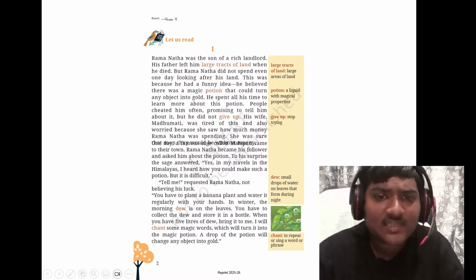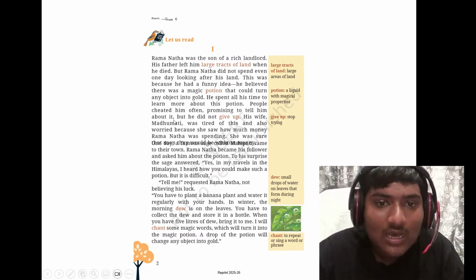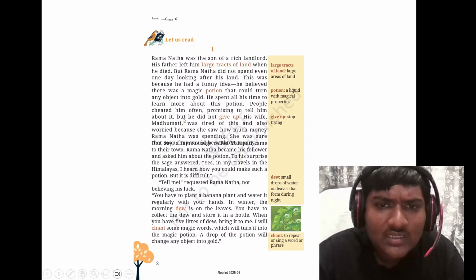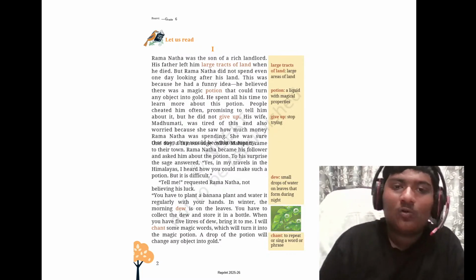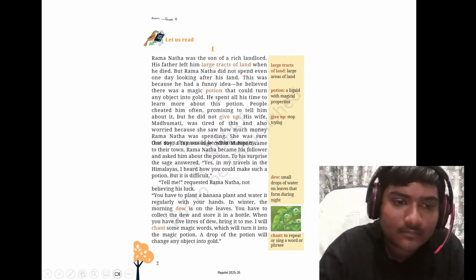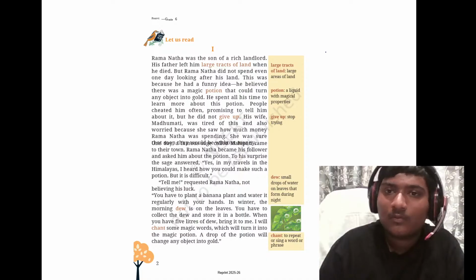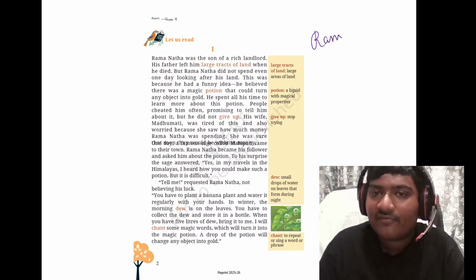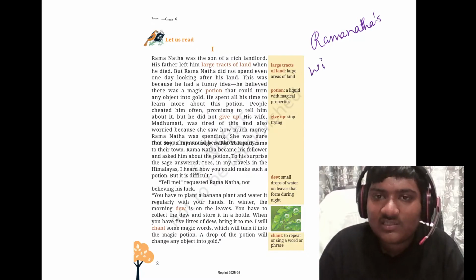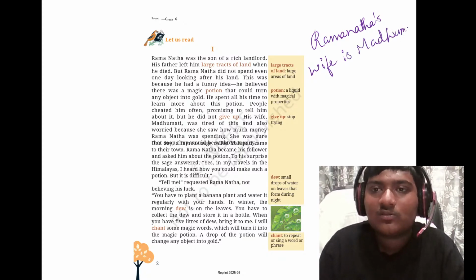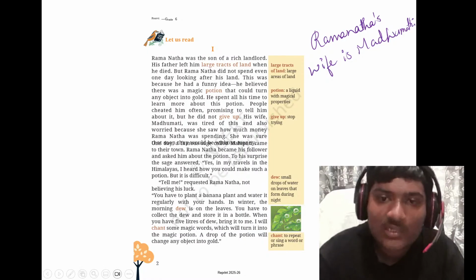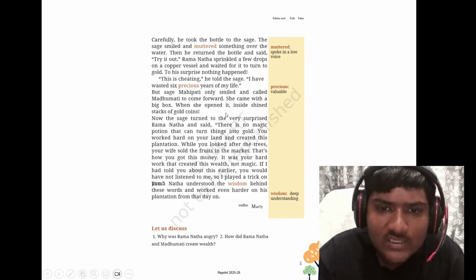Coming to the next thing. Ramanatha was spending more and more. How much money he has spent, knowing all this. Let me ask you, who was the wife of Ramanatha? What is the name of Ramanatha's wife? Ramanatha's wife is Madhumati. Here, the main characters of the story, children, remember, it's very important.